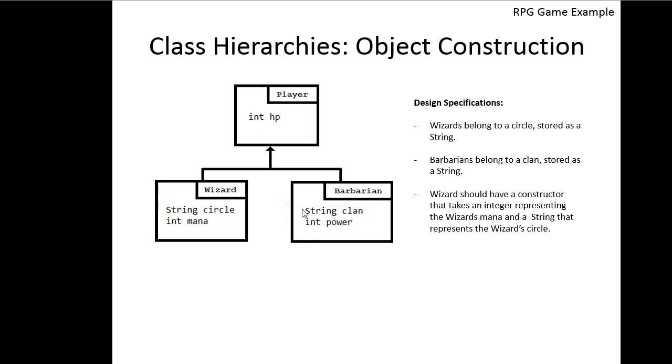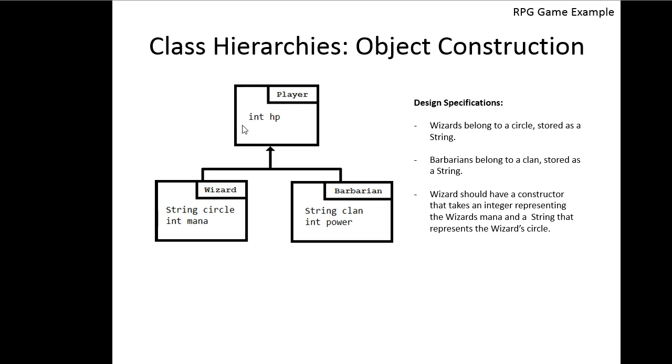If, for example, I wanted to have a field called name, which stored the name of the player, and we'll assume that wizards and barbarians both have names, we would include that in the player class. We always want to try and put fields and methods in the most generic class possible. This is a good design practice.